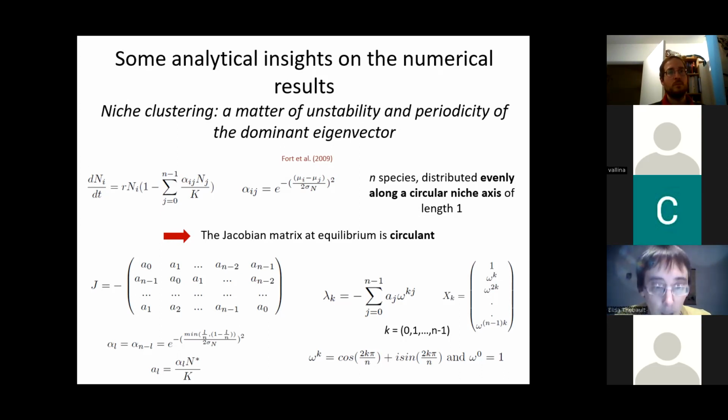Okay. And one last thing I just want to say on this slide, in fact, the dominant eigenvalue here depends mainly on the niche width, sigma n, and the number of species. So sigma n really determines which eigenvalue is dominant and then which eigenvector is going to be dominant, and that shapes the clustering pattern.